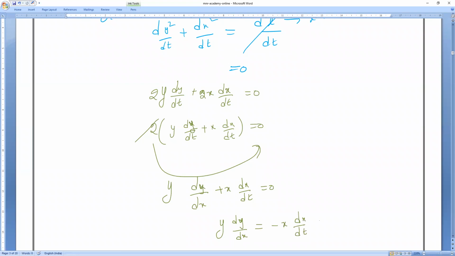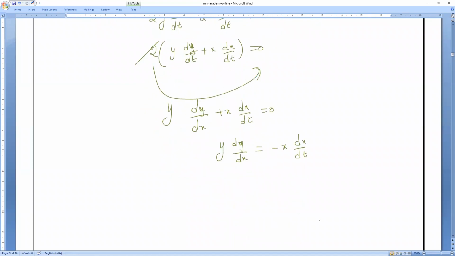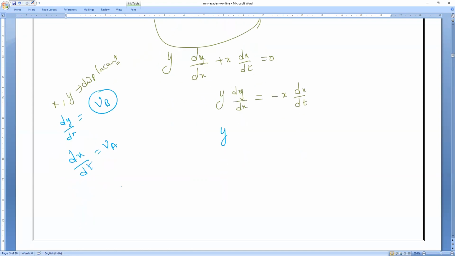Am I right, guys? Will you all agree with me? Now x and y are what? Displacements, correct? So now tell me, y into dy by dx means what? Velocity of A or velocity of B? dy by dx means velocity of B. And in the same way dx by dt means velocity of A.